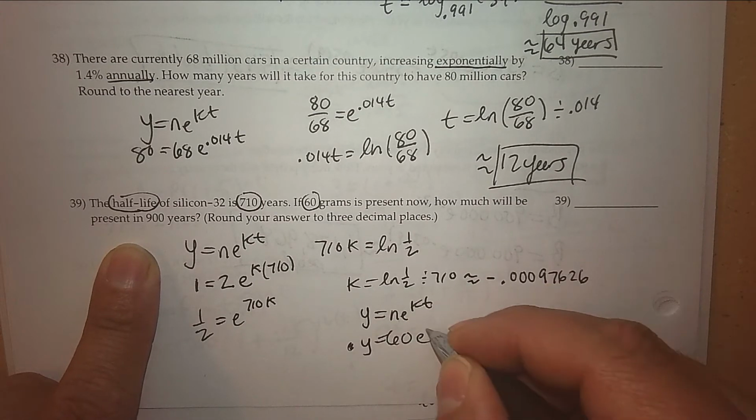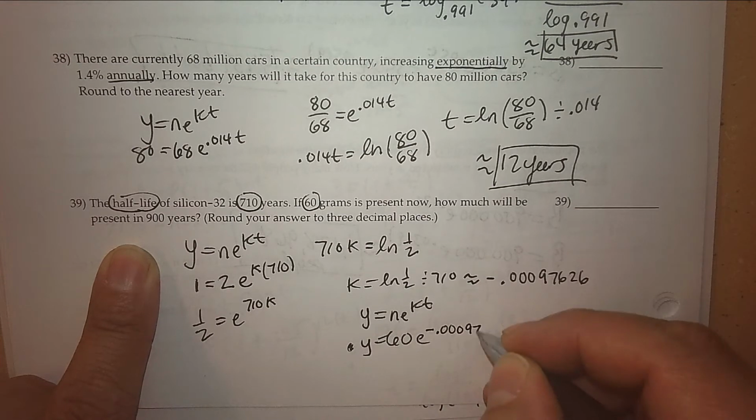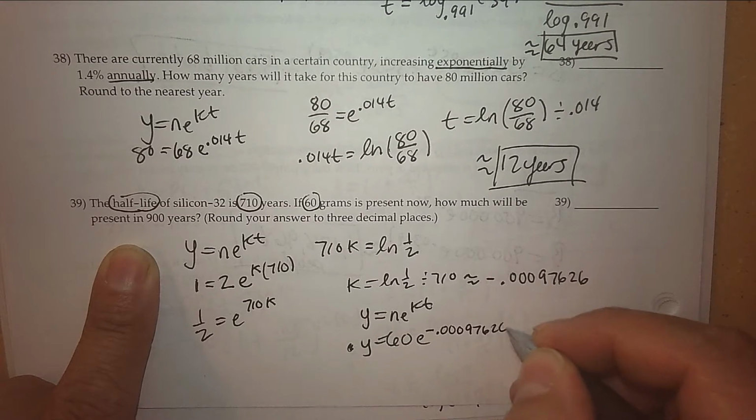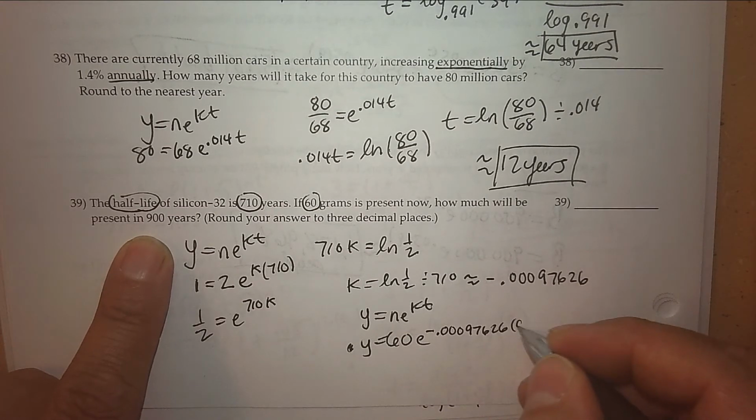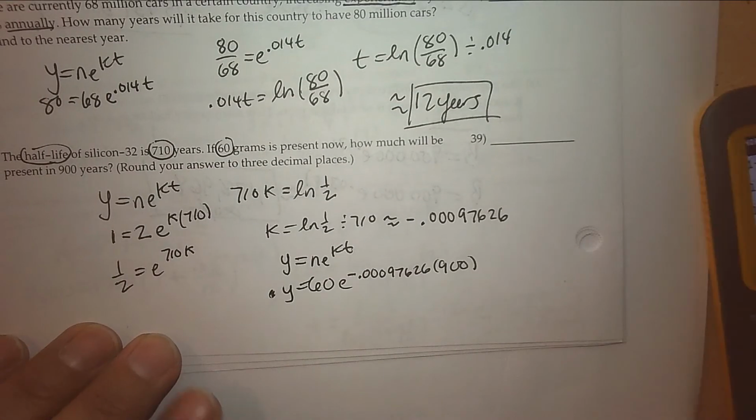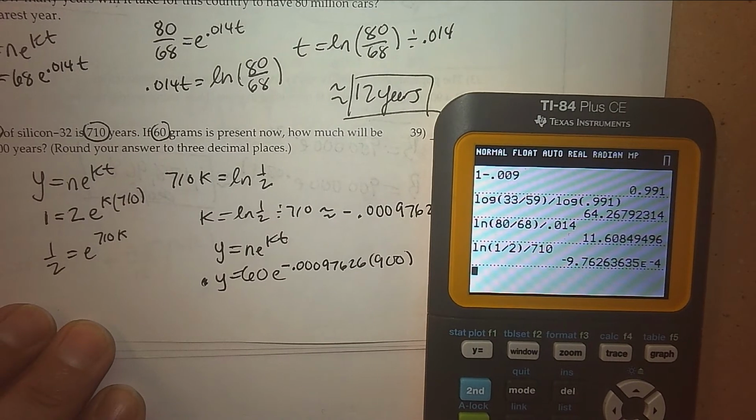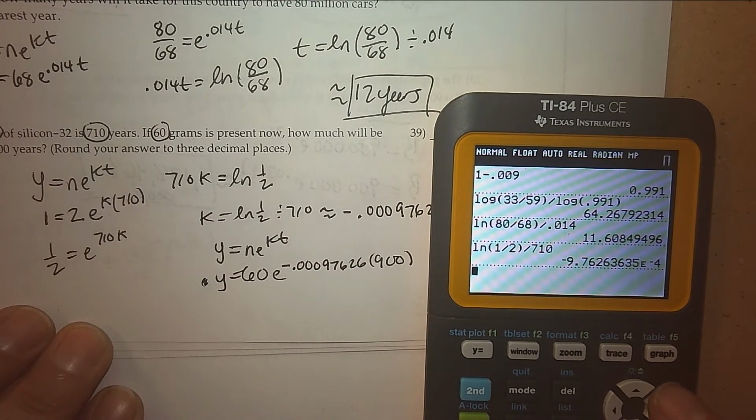The decay rate is negative 0.00097,626, and the number of years is 900. So that's what I'm going to put in my calculator. I don't need to solve for anything. Just be careful that you type it into the calculator correctly. So I'm going to type in 60 E, that's negative 0.00097,626 times 900.